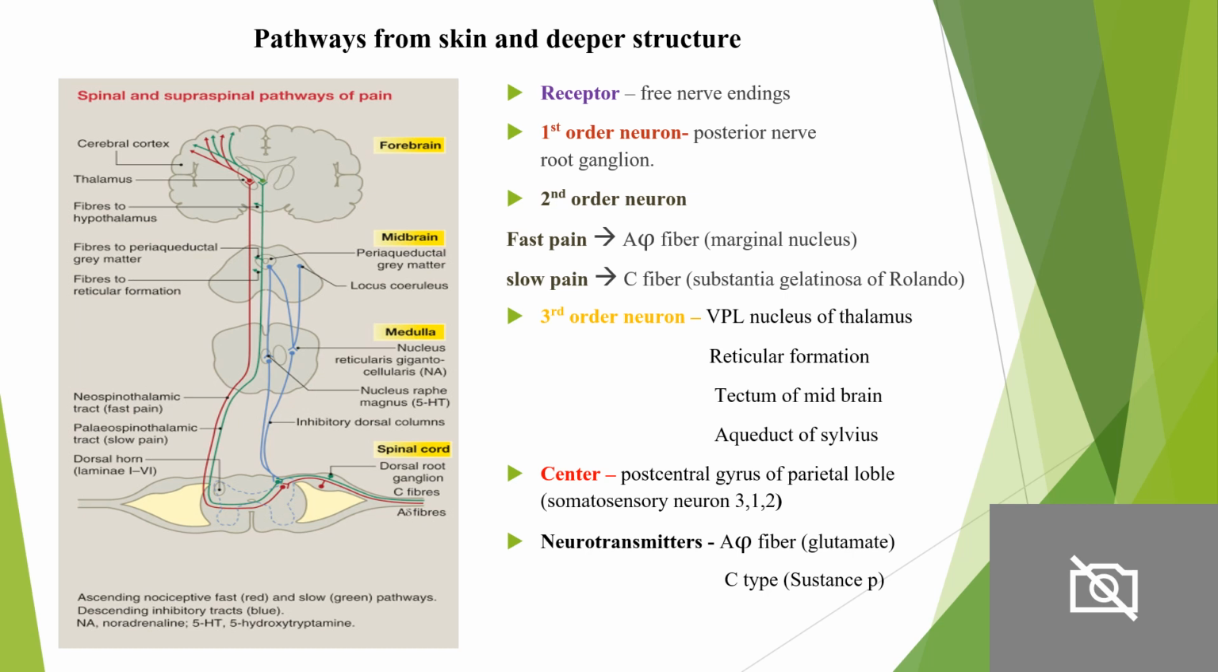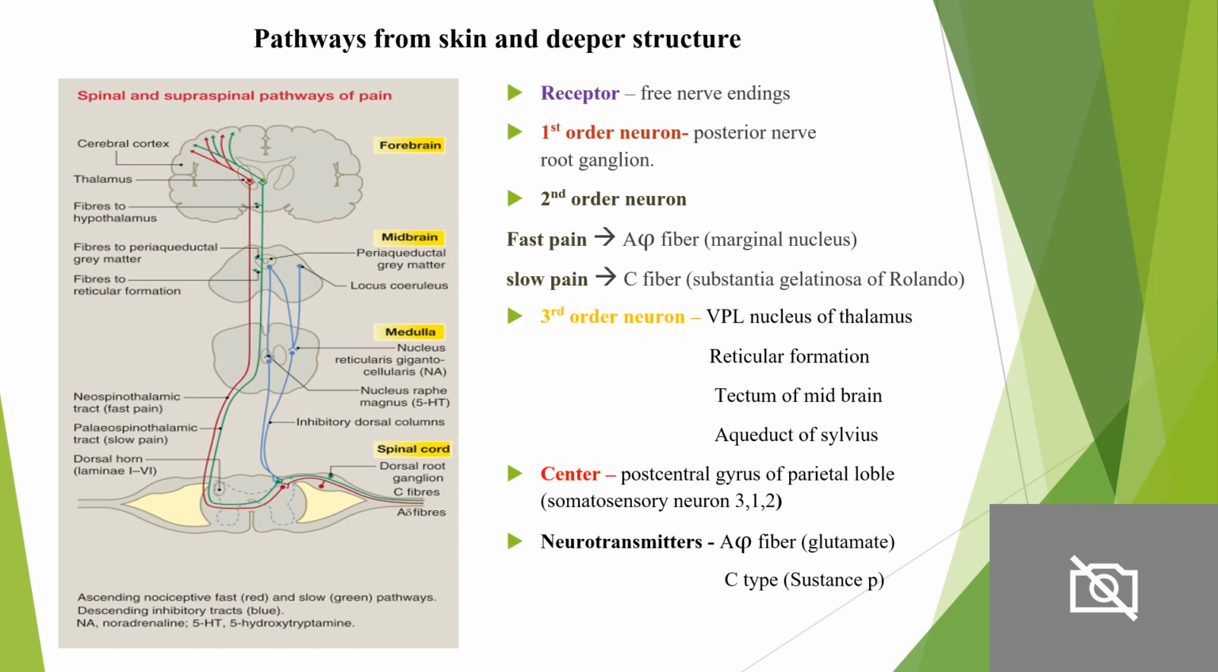Suppose, for example, the pain receptor is present here, and the first order neuron is the posterior nerve root ganglion. The first order neuron for the pain sensation is the posterior nerve root ganglion. We already studied that near the spinal cord the posterior nerve root ganglion is present, which has the nucleus and cell bodies. The dendrite synapses with the receptor. The axon goes to the spinal cord. And here in the first order neuron, we have two types of fiber. That means we already studied two components of pain: one is fast pain, another one is slow pain, right? The fast pain is carried by A delta fibers, and slow pain is carried by C fibers.